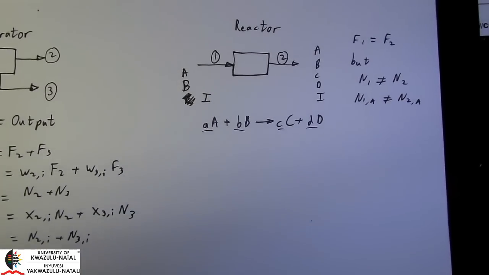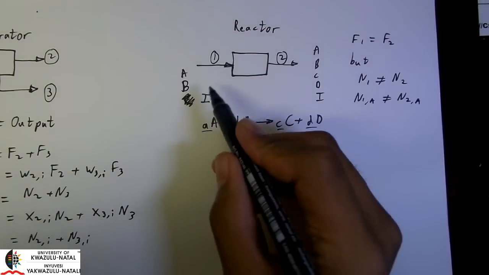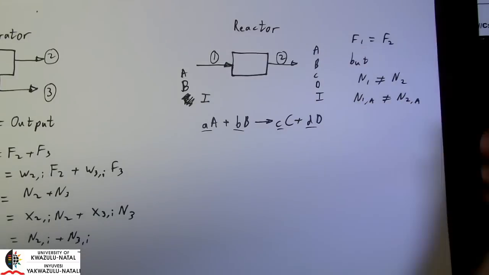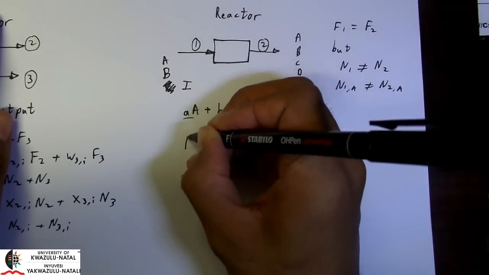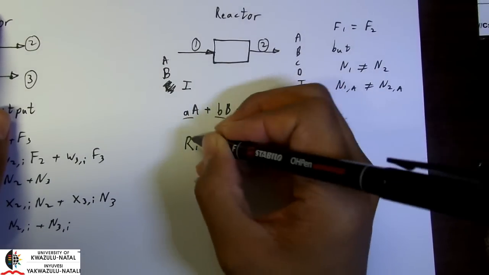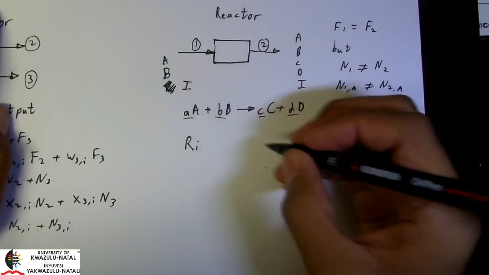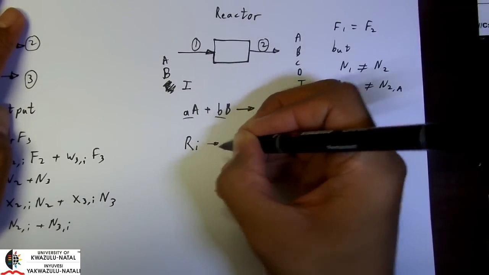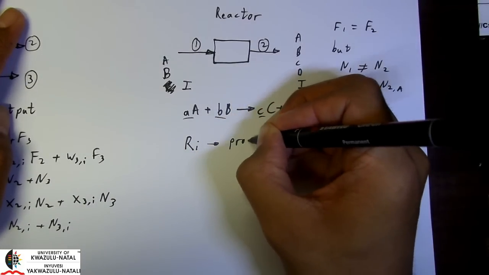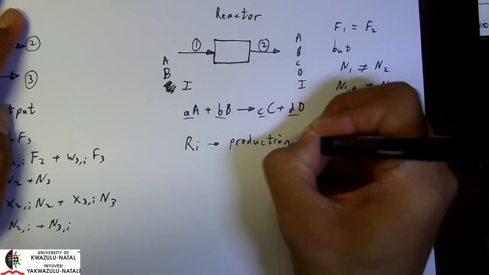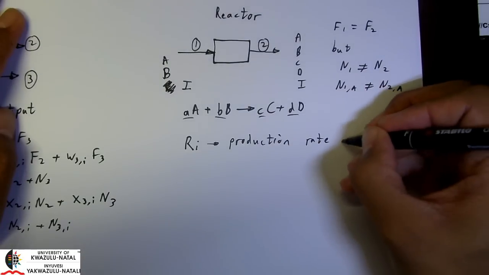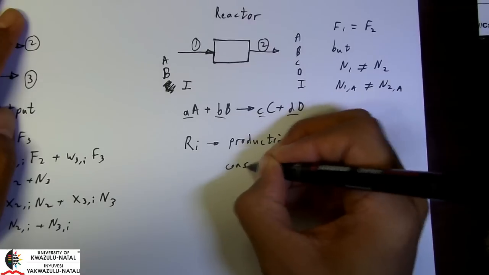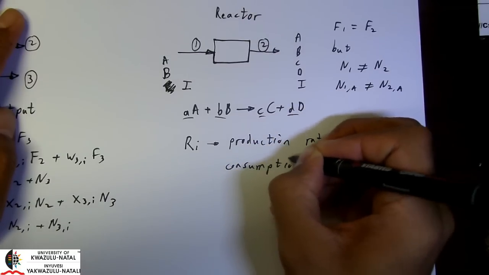So due to these changes, we need to define a term to account for the flow of each component through a reactor. So we can define Ri, or big R, to be the production rate or consumption rate.